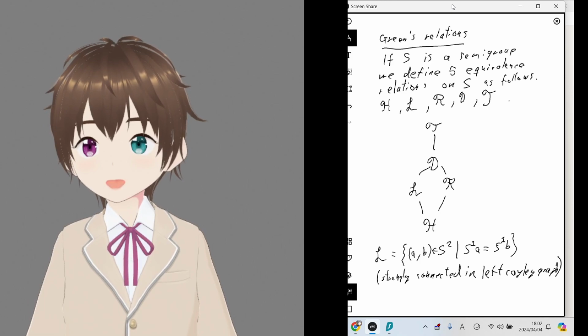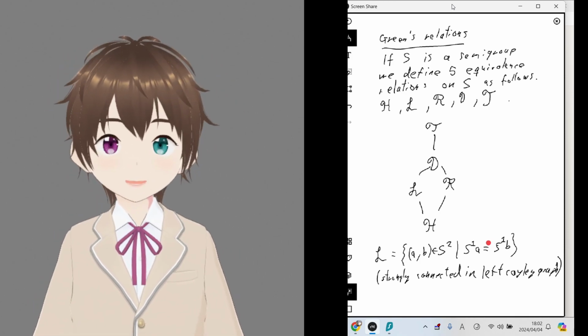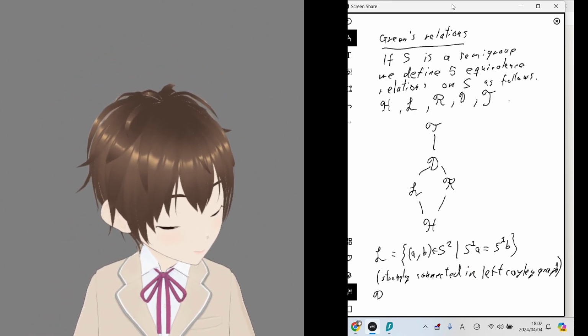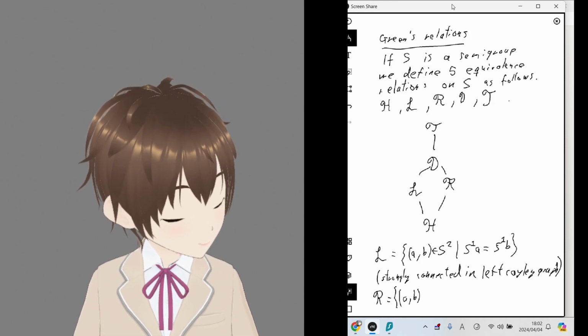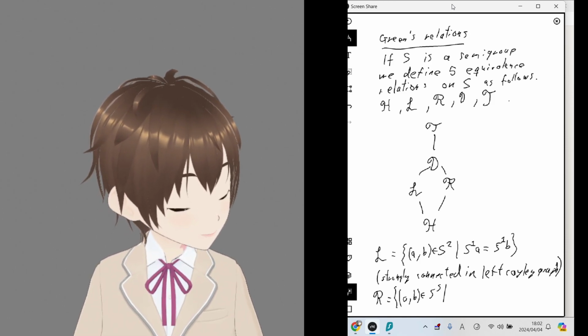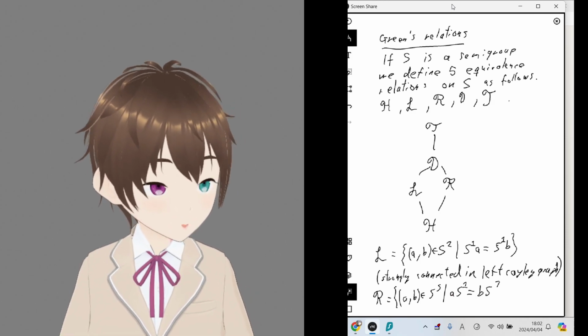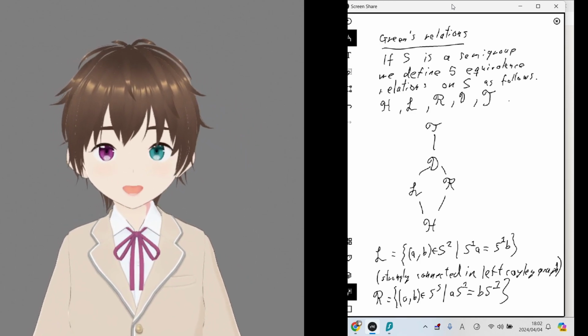So you might be able to guess what R is from that. This is exactly the same, but using principal right ideals, and you can think of it using the right Cayley graph if you want. So R is the set of pairs (A, B) in S squared such that AS¹ equals BS¹. And again, it's the same as the right Cayley graph. So how do I define the other ones?